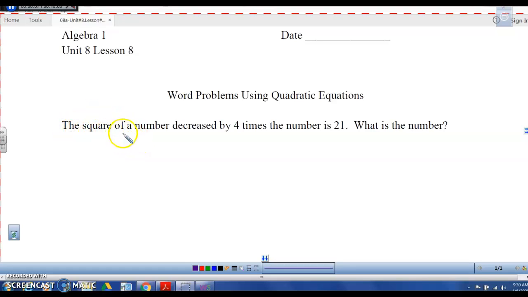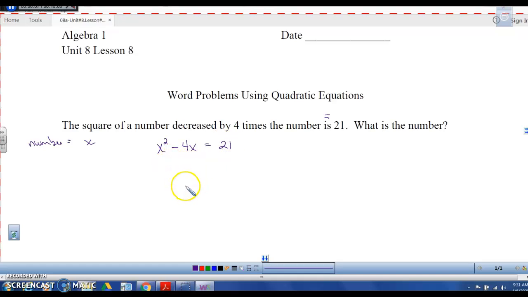All right, the square of a number decreased by 4 times the number is 21. What is the number? Okay, so my number in this case is going to be x. I don't know what that's going to be, so let's use x as our variable. The square of a number: if I take my number x and I square it, that's going to be x squared. Decreased by means minus. 4 times the number would be 4x. Is means equals 21.